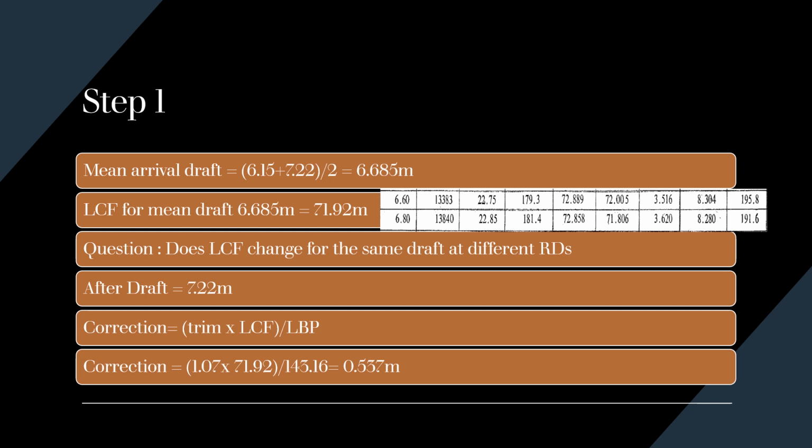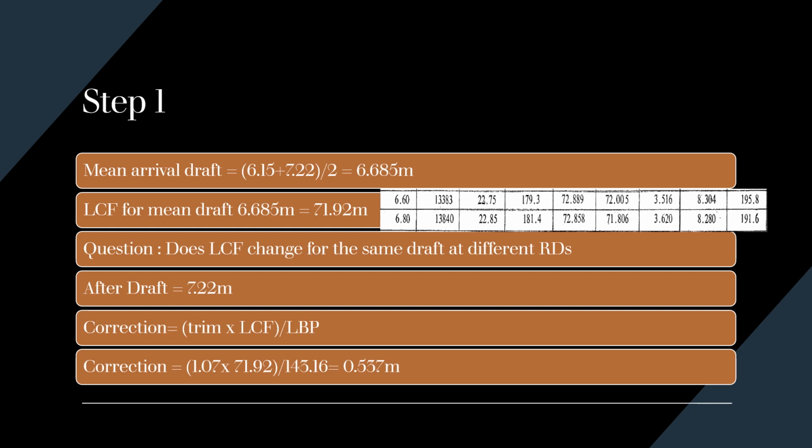Now, if you look at the video and if we are clear with our basics, then we know the value of those items whose units are in meters does not change with relative density for the same draft. In essence, it means that even if you were at a draft of 6.685 meters in salt water or fresh water or any other relative density, your LCF for that draft would remain the same. And so your LCF for a mean draft of 6.685 meters in salt water, relative density 1.012, or fresh water is the same. So we now have our LCF.